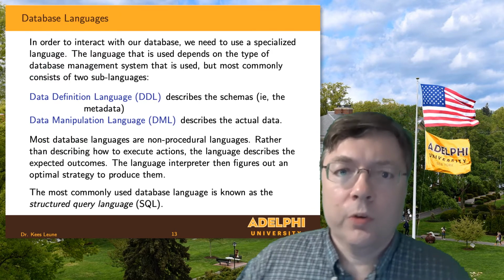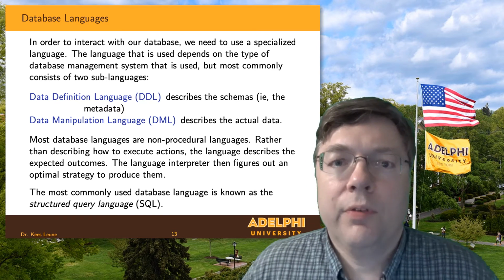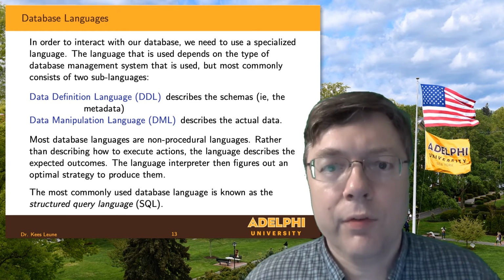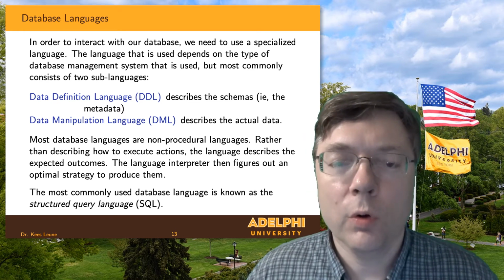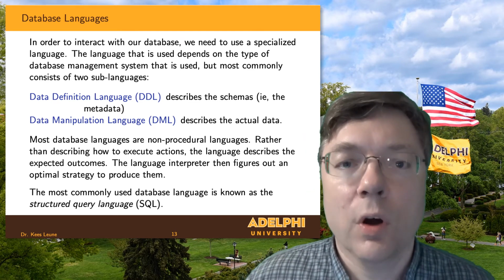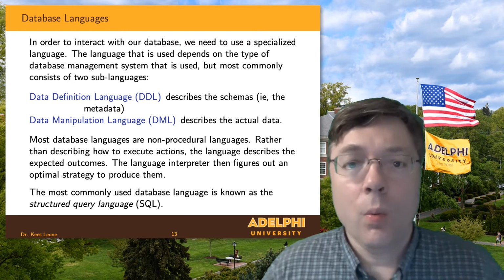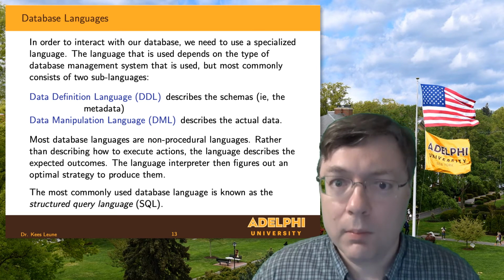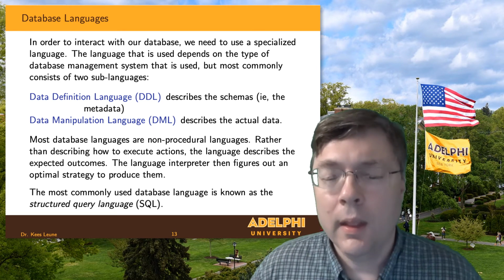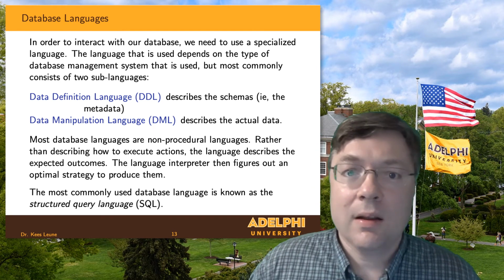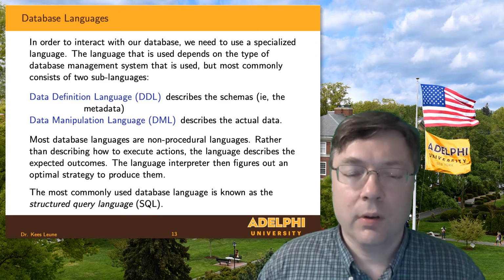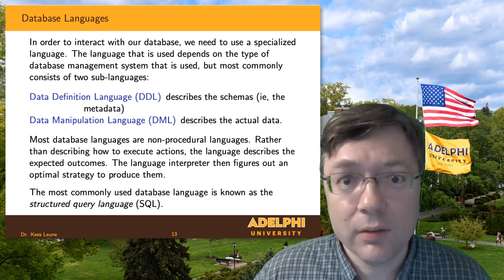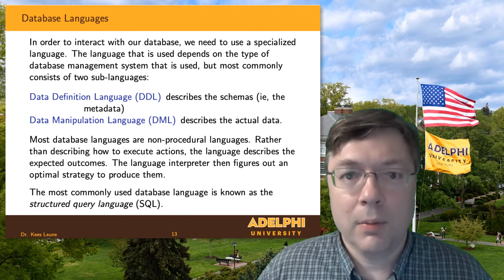Now, we'll talk about database languages more, but for now we'll just give you a quick preview. Because we separate data from metadata, we're going to also introduce two variations of our database languages. One variation deals with the metadata, one deals with the data itself. The language part that deals with metadata is called the data definition language. The language that is focusing on manipulating the data itself is called the data manipulation language.